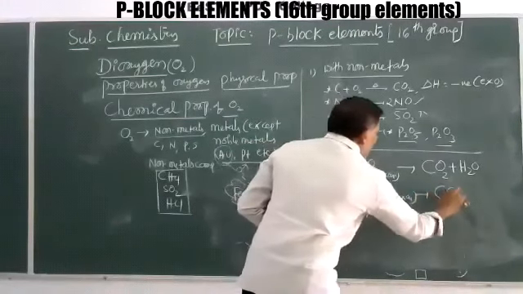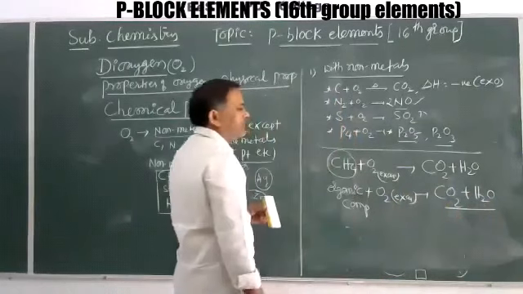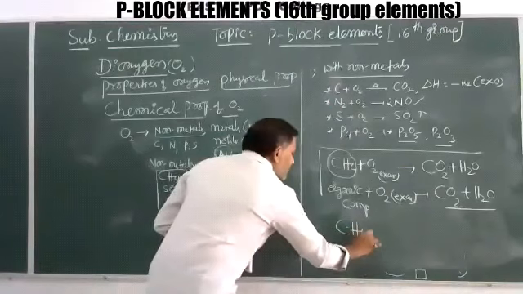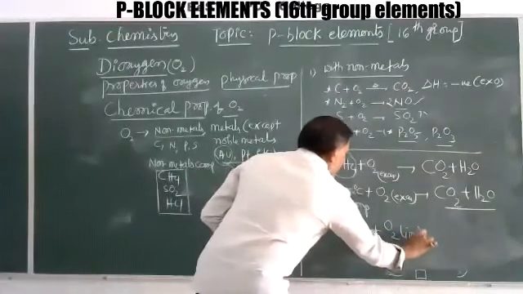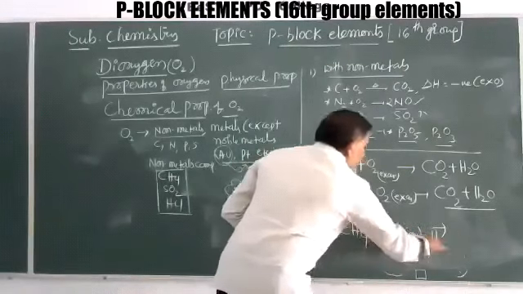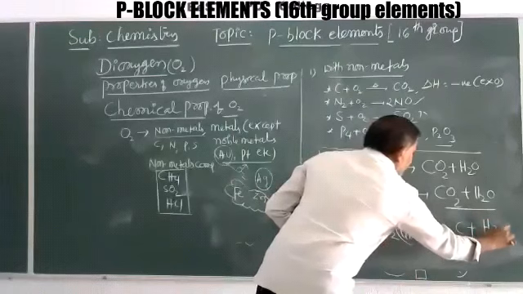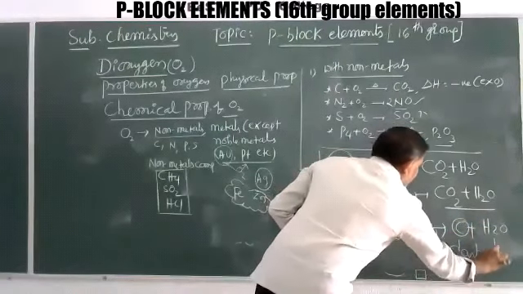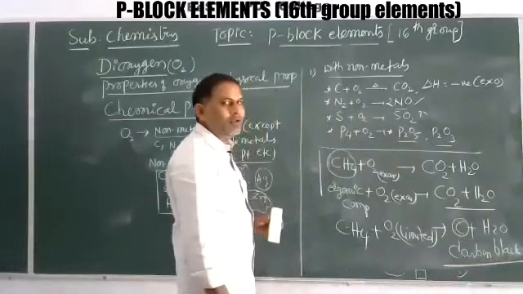It gives carbon dioxide and water. These are the main important components. Whereas in the same combustion reaction with a limited supply of oxygen, it gives carbon plus water. This is the carbon black.